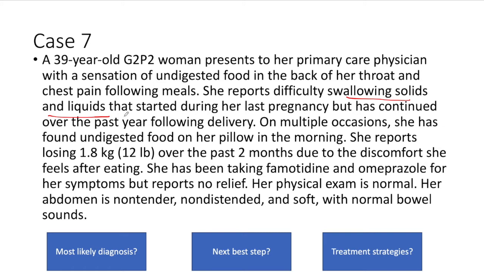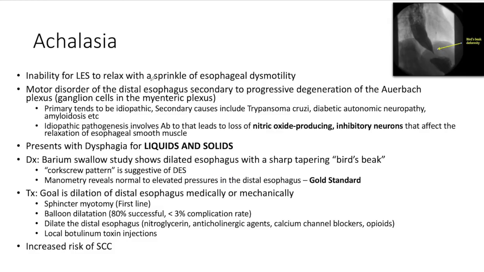Good. Excellent. So those would be our medical treatments, and then surgically opening up that lower esophageal sphincter, right? Doing a myotomy, cutting out some of that muscle, and then relieving that obstruction. So, great. LES relaxation is the big problem here.